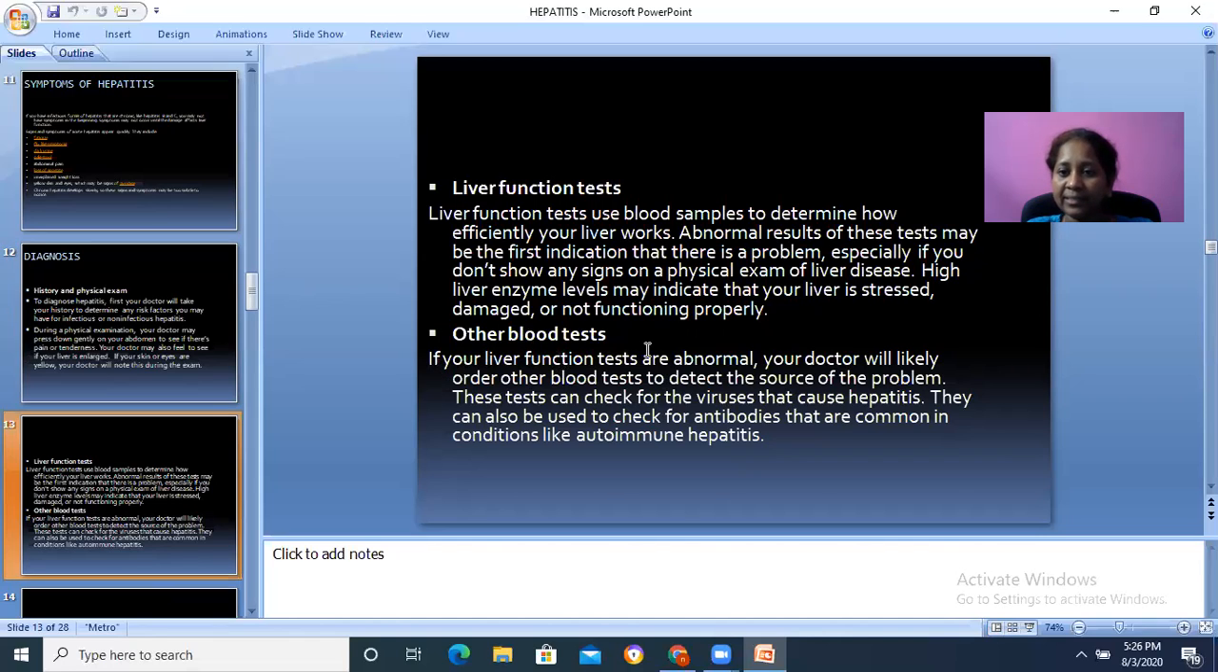Other blood tests. If your liver function tests are abnormal, your doctor will likely order other blood tests to detect the source of the problem. These tests can check for the viruses that cause hepatitis. They can also be used to check for antibodies that are common in conditions like autoimmune hepatitis. If a person's blood test and liver function tests are normal and physical examination is normal, the physician will advise to check for antibodies for autoimmune hepatitis.